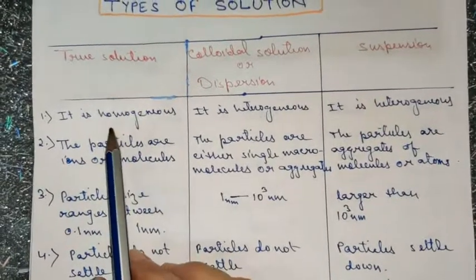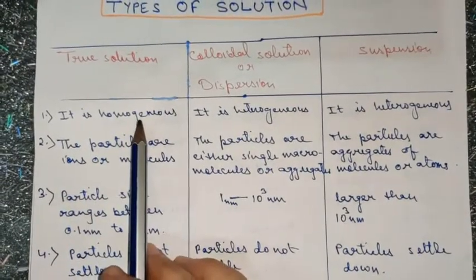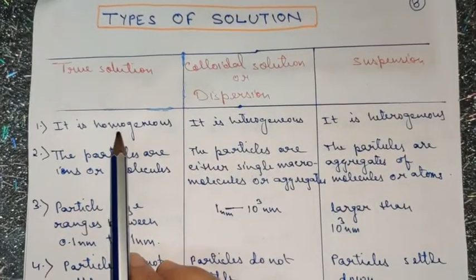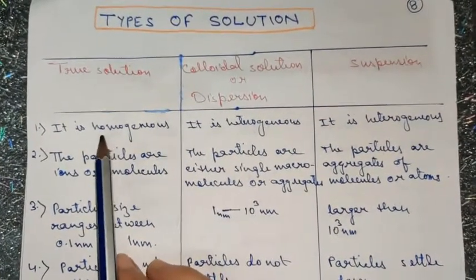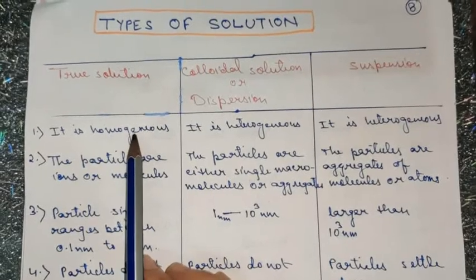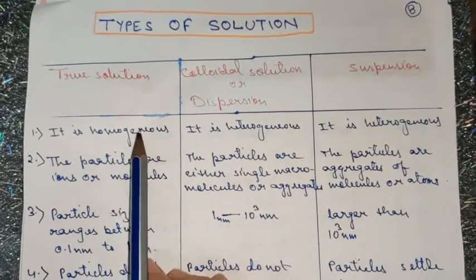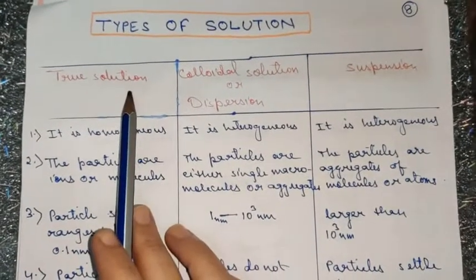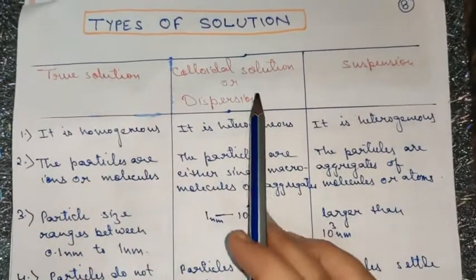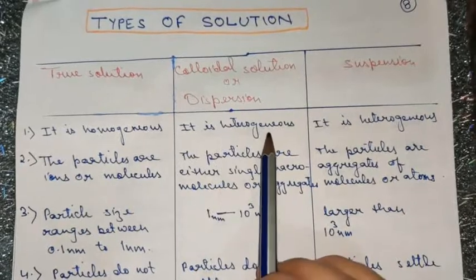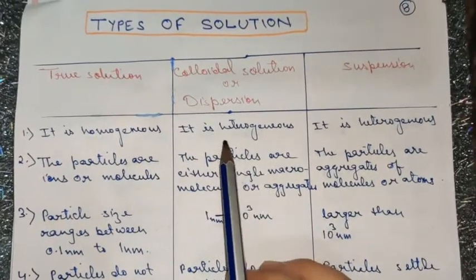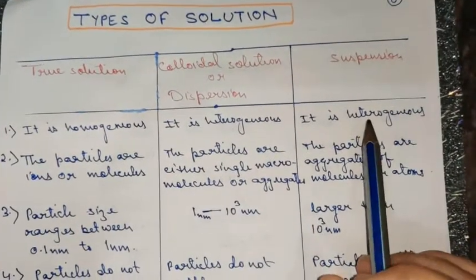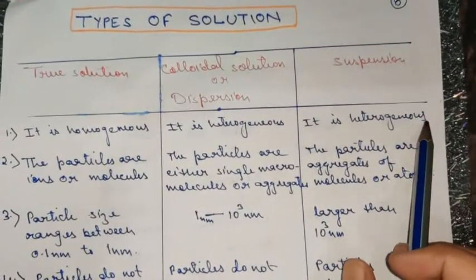So the first category is a homogeneous solution. Homogeneous means a solution in which you cannot differentiate between the particles of solute and solvent, or the solution which has the same property and composition throughout is considered as a homogeneous solution. So obviously true solution is a homogeneous solution. Colloidal solution is a heterogeneous solution where you can say that the properties and the composition is not same throughout the solution. Suspension is again heterogeneous in nature.